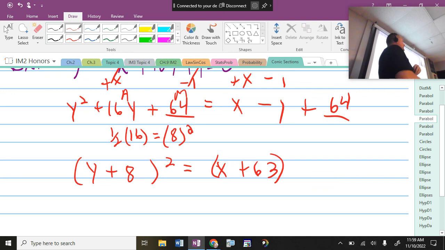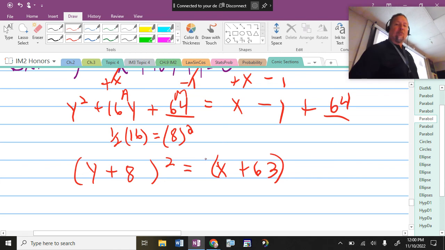And then what is P before you leave? What do you think P is? 3, 2, 1, go. It's a fraction. 1/4. Because this is 1 here, so 4P equals 1. All right?